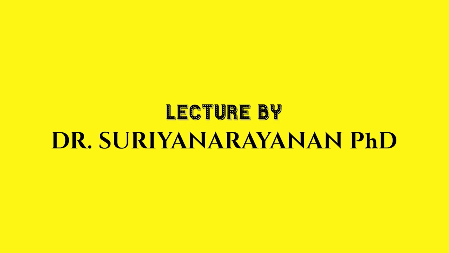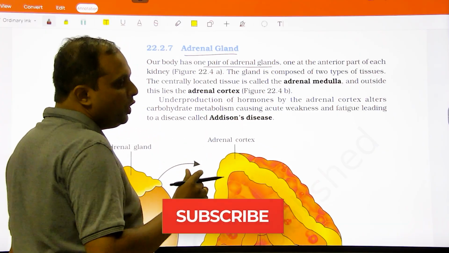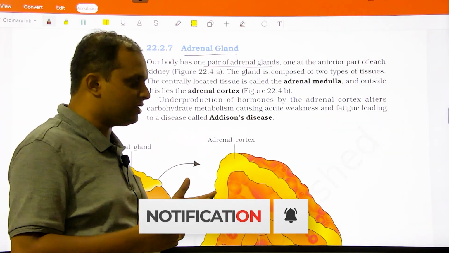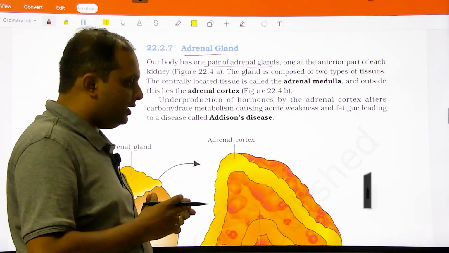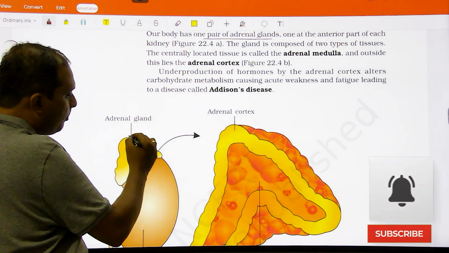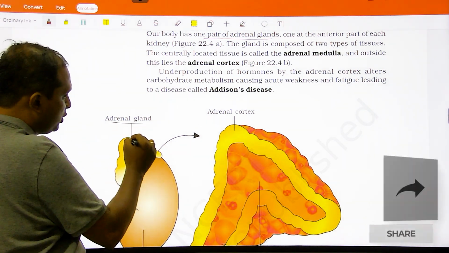Our body has got a pair of adrenal glands. The meaning of adrenal is adjacent to the renal gland. What is renal? Kidney. So it is seen near the kidney. You know that this is a kidney, and you could see this on the top of the kidney. The adrenal gland is situated on the top of the kidney.